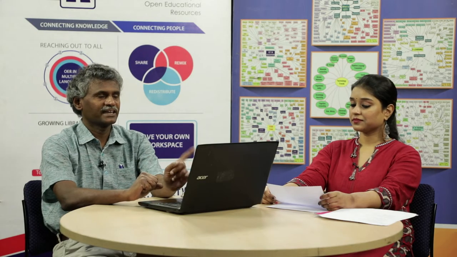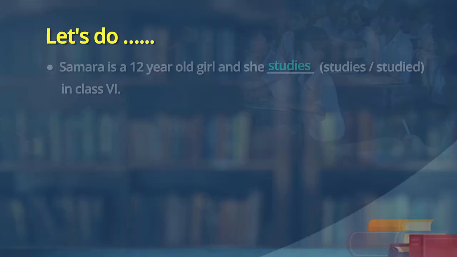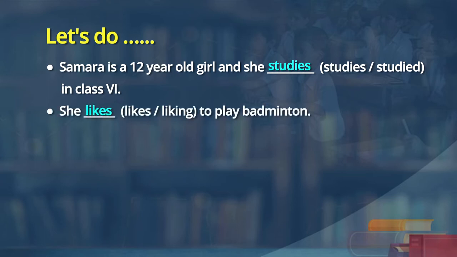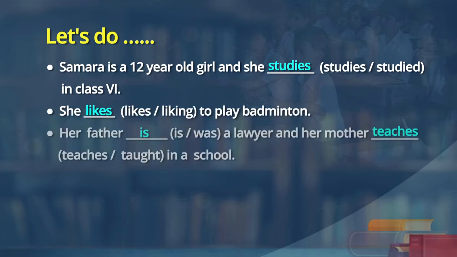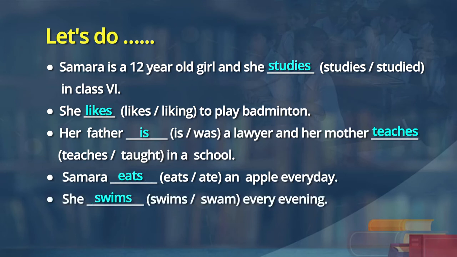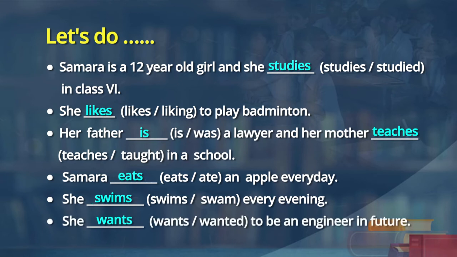Let me read out. Can you read out with correct form of the verbs, please? Sure, sir. Samara is a 12-year-old girl and she studies in class 6th. She likes to play badminton. Her father is a lawyer and her mother teaches in a school. Samara eats an apple every day. She swims every evening. She wants to be an engineer in future.